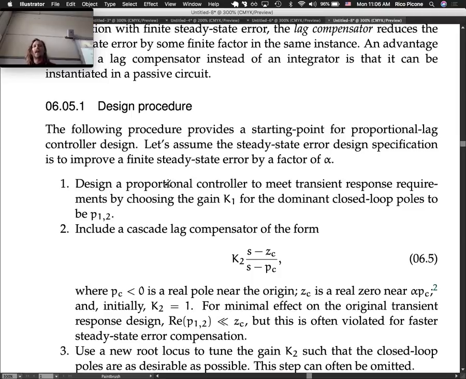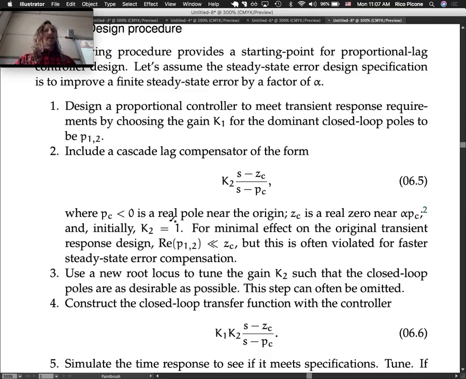The first step is to design a proportional controller to meet the transient response requirements by choosing the gain K1 for the dominant closed loop poles to be P1,2. This is the same proportional controller design we've done using the root locus. Just choose that gain to get you as close as possible to the transient response characteristics that you desire.